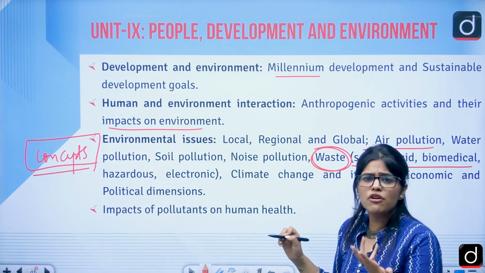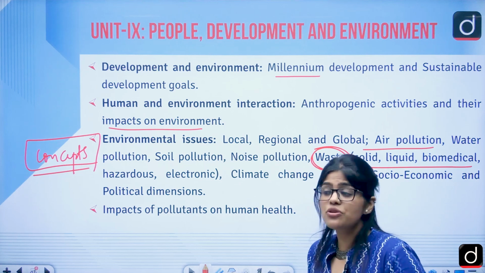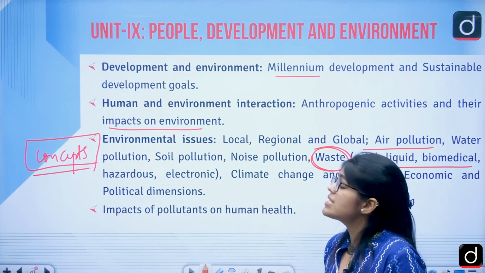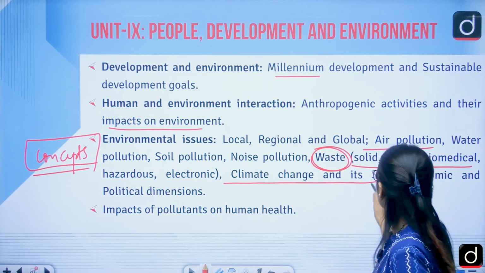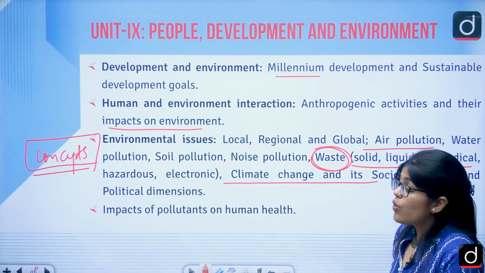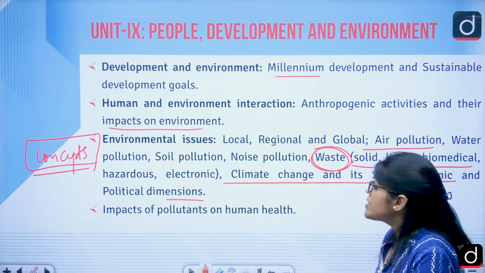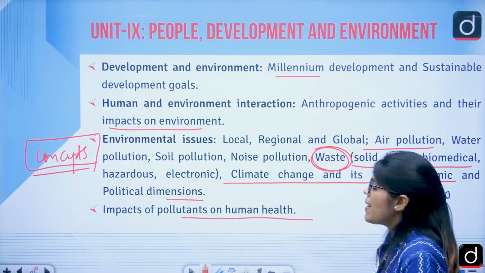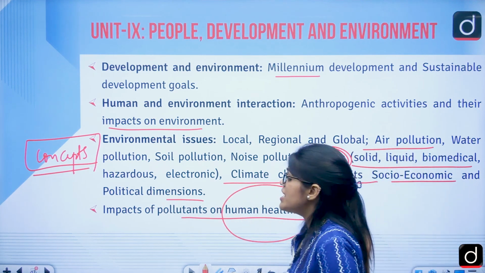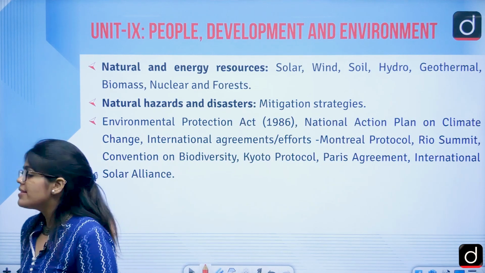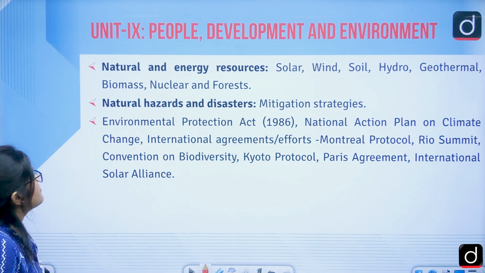What are the different types of waste? How do you dispose? What is the difference between incineration and compost pits? These things would be clear. Then we'll be studying about climate change and its impacts, also the political dimensions related to it. We'll be studying about the different pollutants and their impact on health. That means we'll be studying about the different diseases. So human health is impacted by the different pollutions that we have.